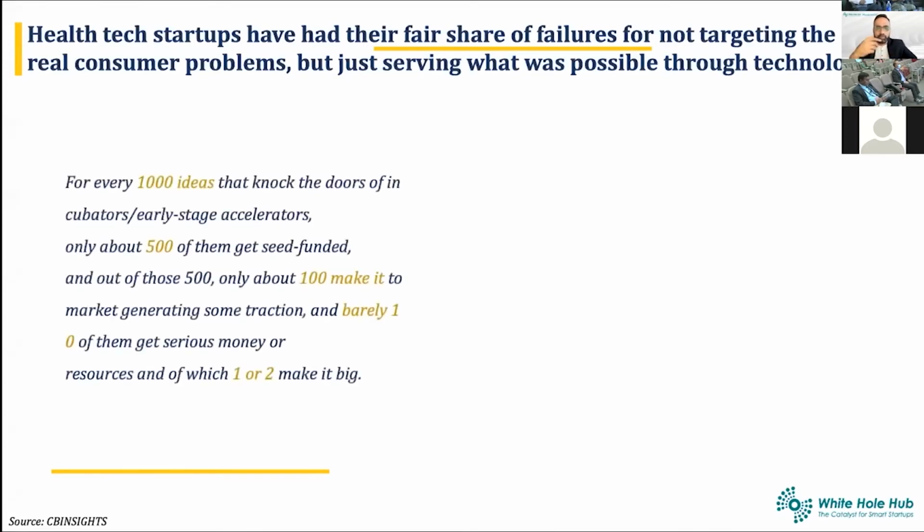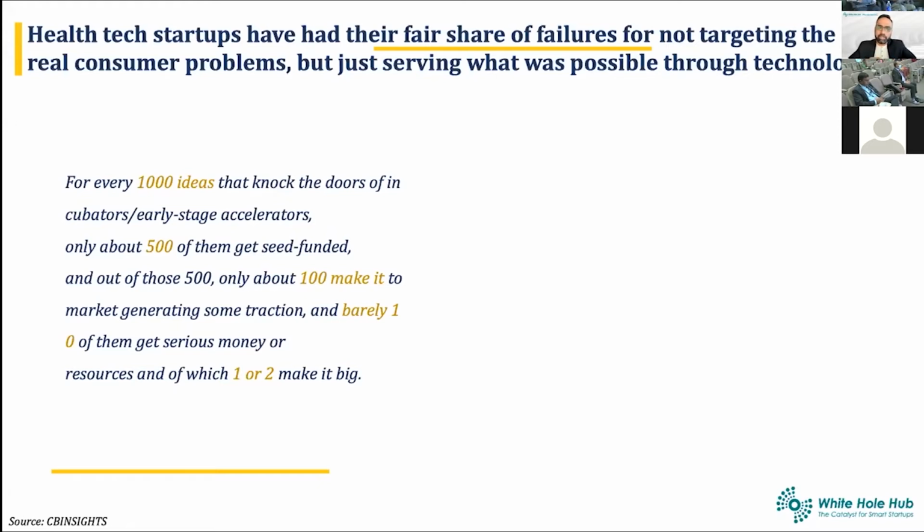Just to give an example, I sit on a lot of platforms where we evaluate startups for funding. My general observation has been this: for every 1,000 ideas that knock on the doors of incubators and early stage accelerators for initial seed funding, only about 500 of them get seed funded, which is about 50% of these ideas getting some form of seed funding, either through BARC, through institutions, or through private angel investors.